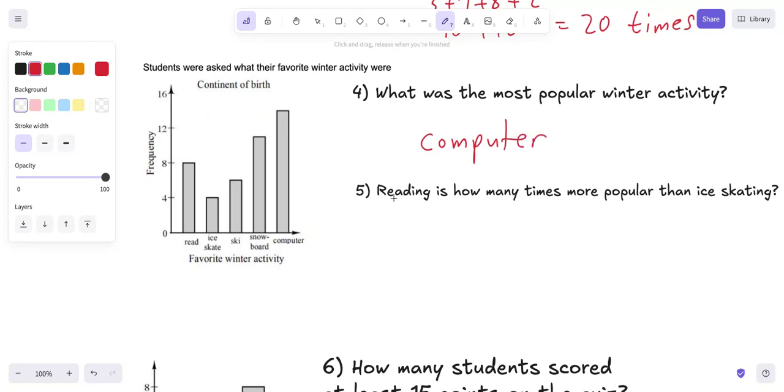And then number 5, reading is how many times more popular than ice skating? Reading has a frequency of 8. Ice skating has a frequency of 4. So how many times more popular? So 8 divided by 4. 2 times more popular.